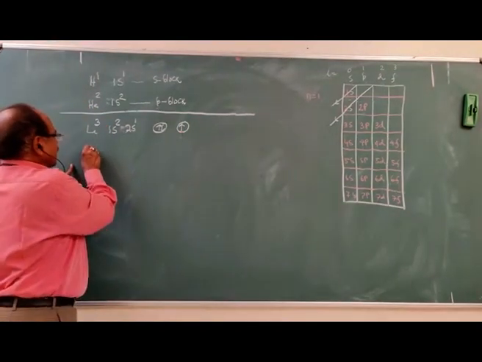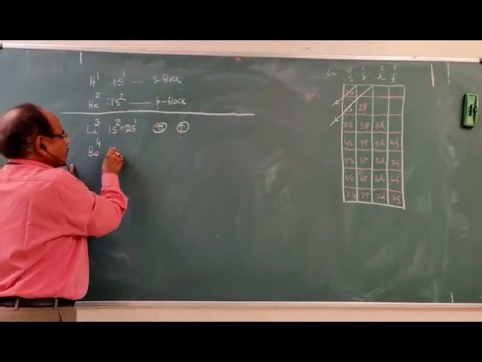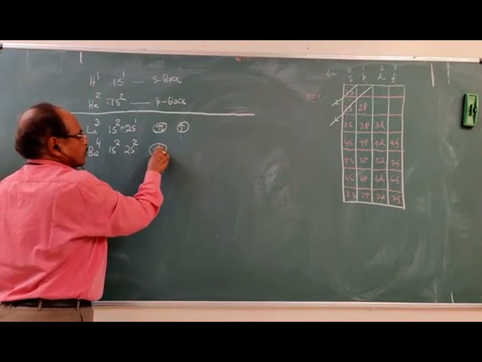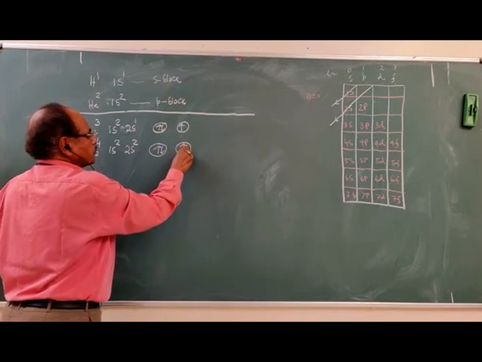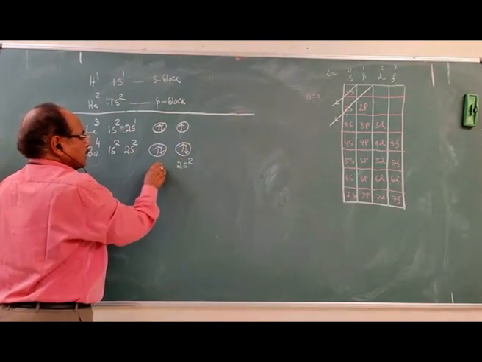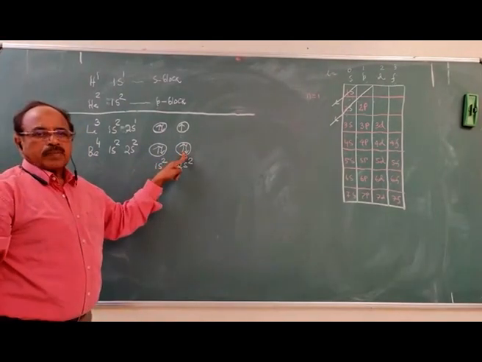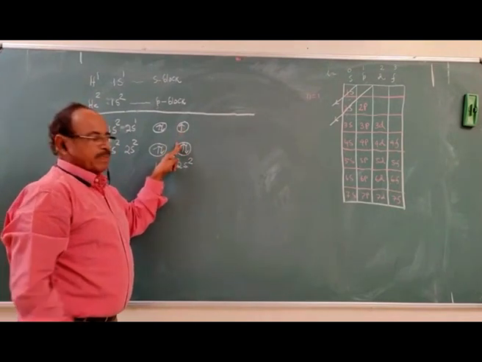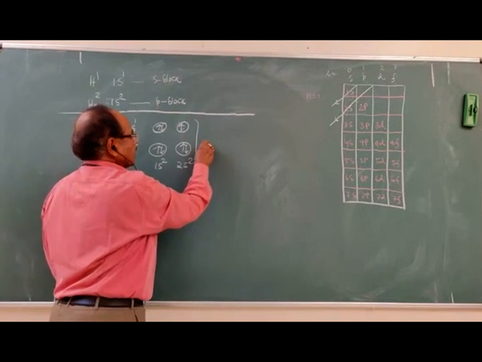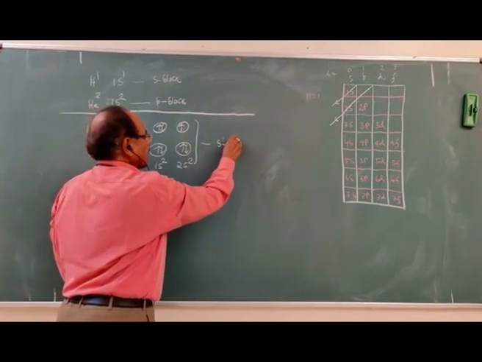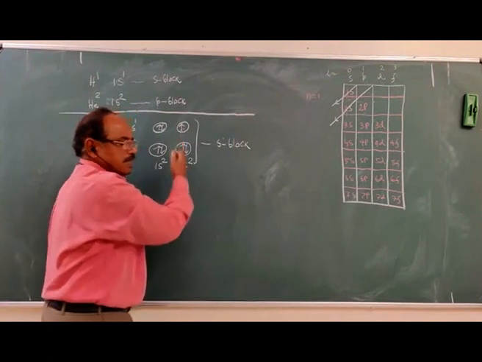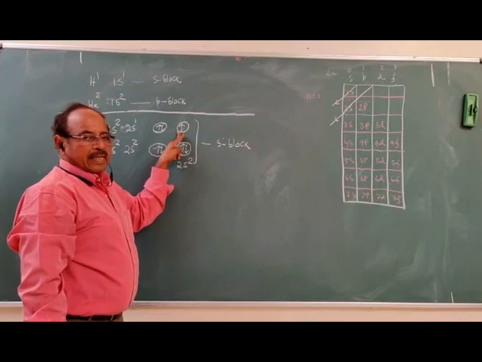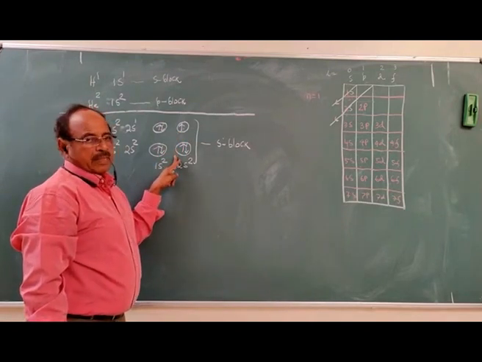Then comes beryllium, 4: 1s2, 2s2. Here this is 1s2, this is 2s2. Now the s orbital of the second shell is completed, and both the elements belong to the s block of the periodic table, placed in the extreme left. This is in group 1A and this is in group 2A of the periodic table.